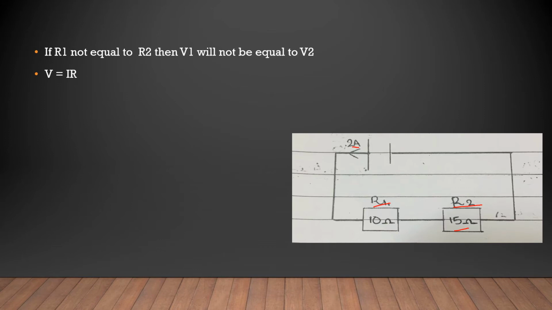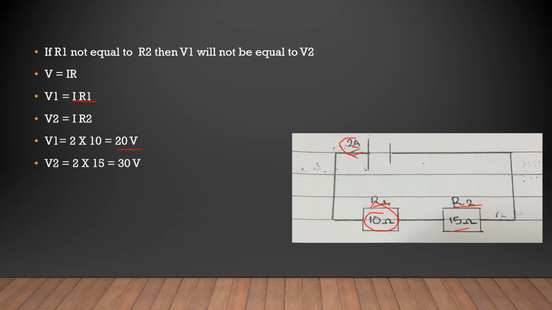So how can we find out voltage? V1 is equal to I into R1 and V2 is equal to I into R2, because I is the same, only R1 and R2 will change. So on substituting the values, V1 is equal to IR1. I is given, which is 2 ampere, and what is R1? It is 10. So 2 times 10 is 20 volt. V1 is 20 volt. And similarly V2 is IR2. 2 multiplied by R2, which is 15. 2 times 15 is 30 volt.